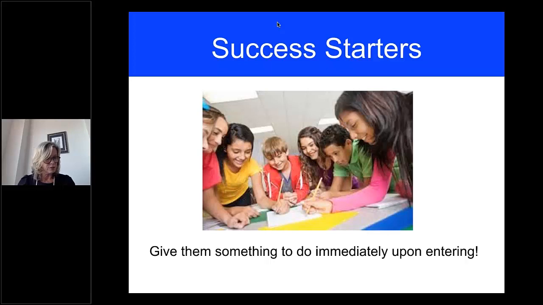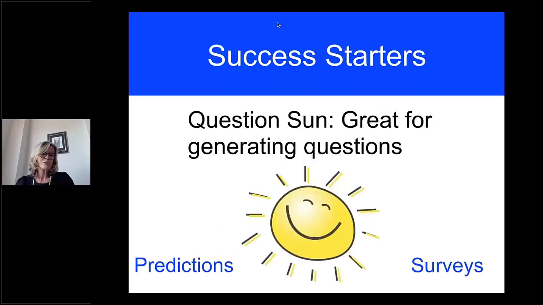So when we're looking at those success starters, maybe it's a new topic. We had one of these just in the middle of our bulletin board, and you can use it over and over again based on your topic. You put the topic in the middle of the sun, and students can use Post-its, and they can post them on the rays, questions that they have about that new topic.